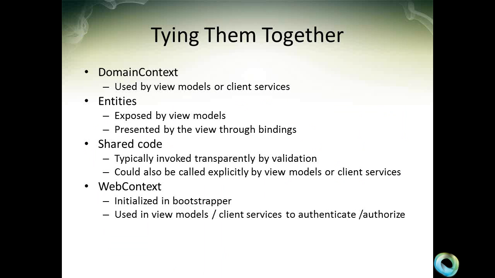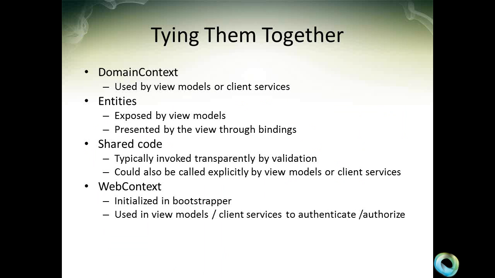The shared code: most of the time you don't directly interact with that. The most common usage of that, as I mentioned, is for custom validation rules, and that will typically be transparently invoked by the domain context, or really the entity base class, whenever it sees that a property on an entity has been changed, and there's a validation rule associated with that tied in through shared code. But you could actually have little computational chunks of code or things like that that you could share between the client and server side and explicitly invoke those from either your view model or your client-side service.